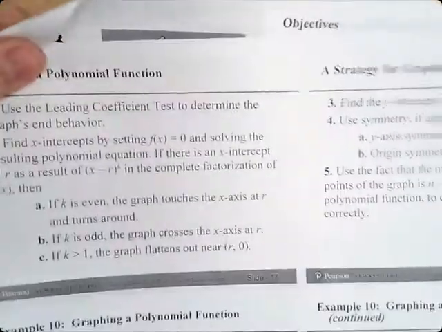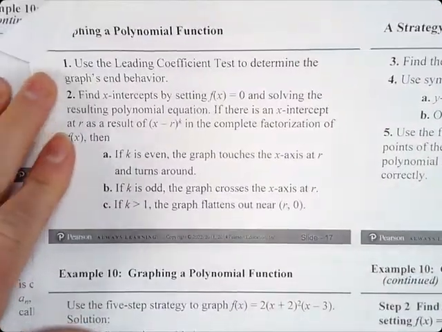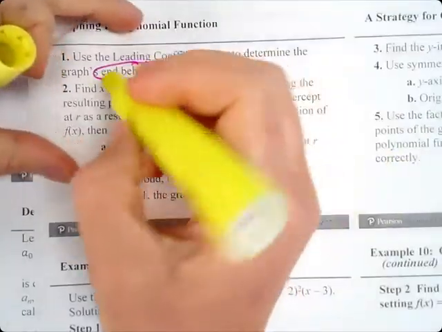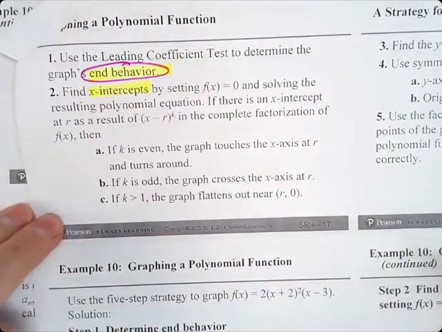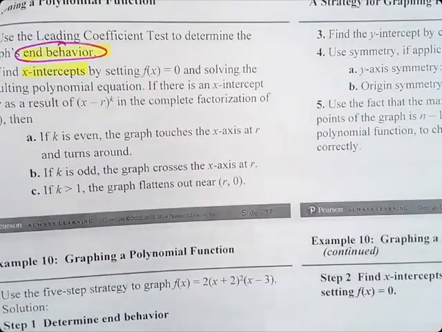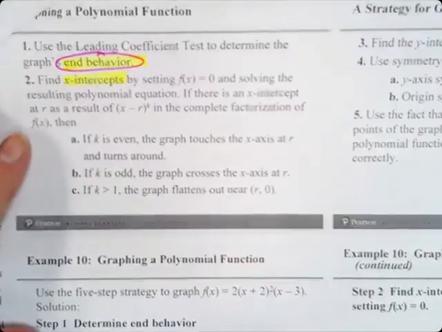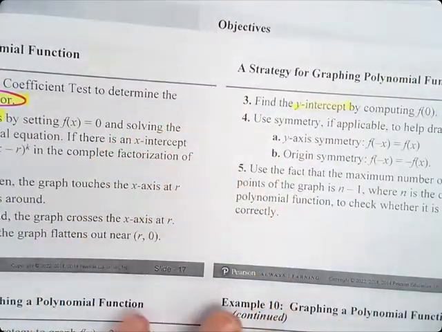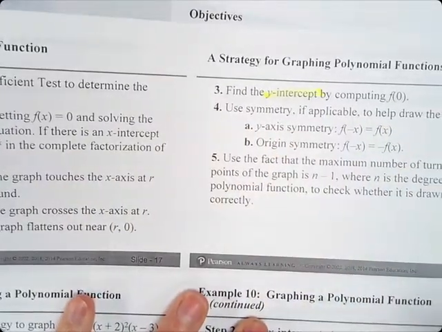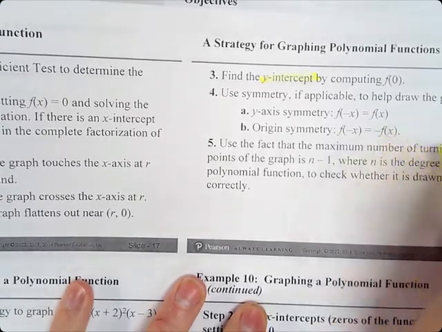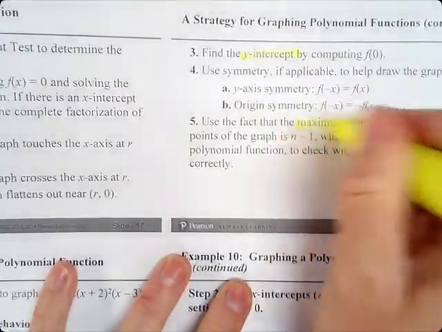Okay, let's see, graphing a polynomial function. So whenever you graph it, you're going to look at a couple different things. You're going to find end behavior. Then you're going to find x-intercepts. And then you're going to graph your x-intercepts. And then find your y-intercept. And then look and see if there's symmetry. And then look at your number of turning points, maximum number of turning points.